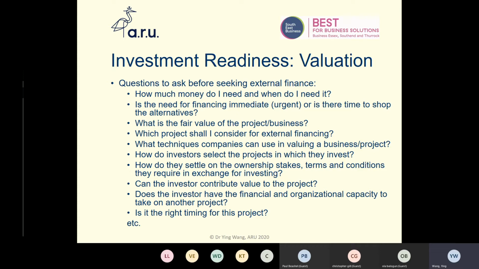How do investors select a project? And how are you going to settle the ownership? Because if it is an equity investment, what are the terms or conditions for their investment?